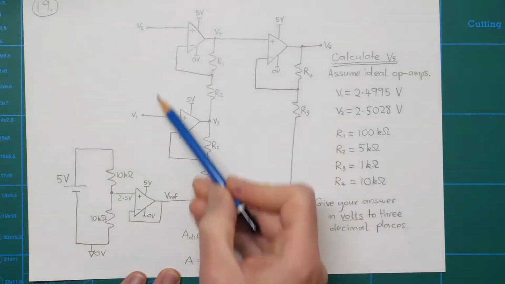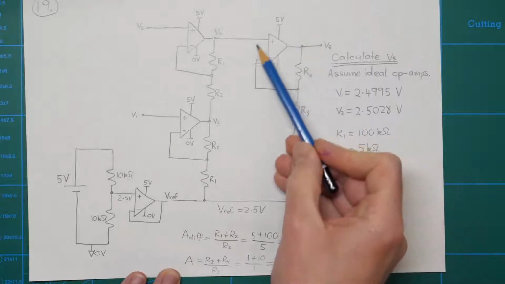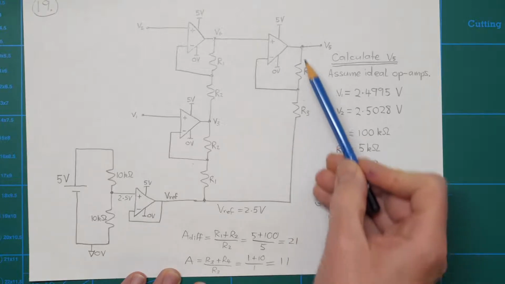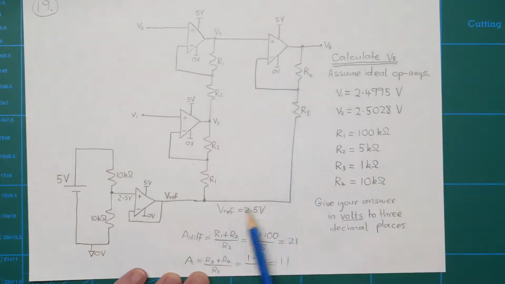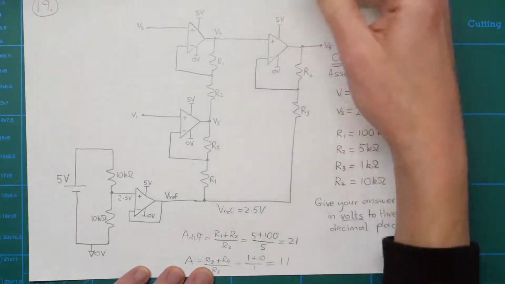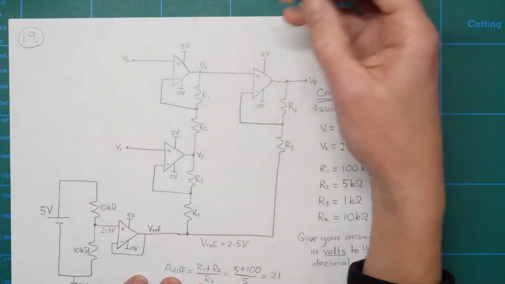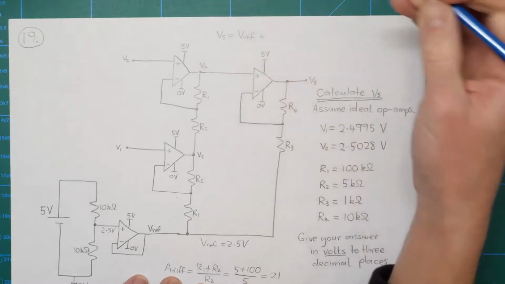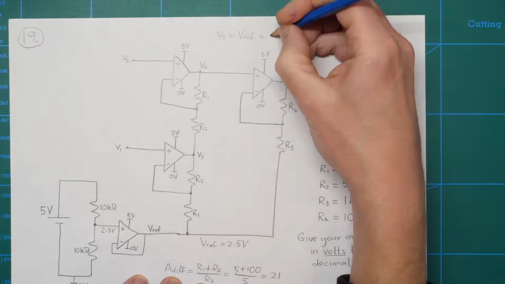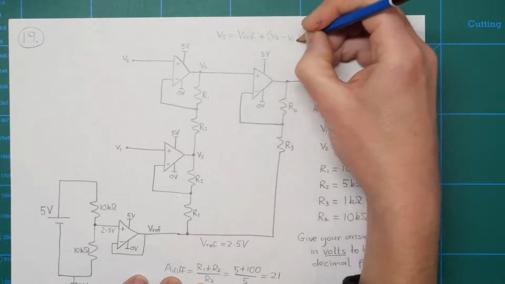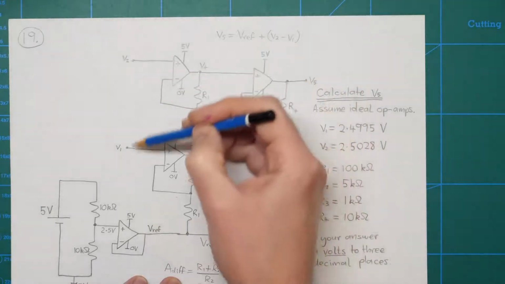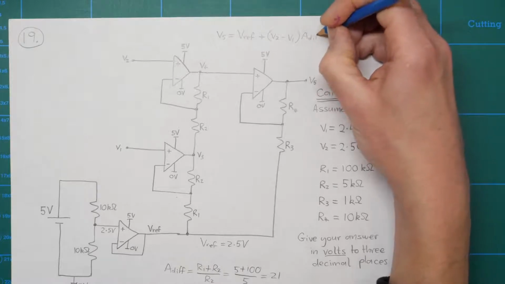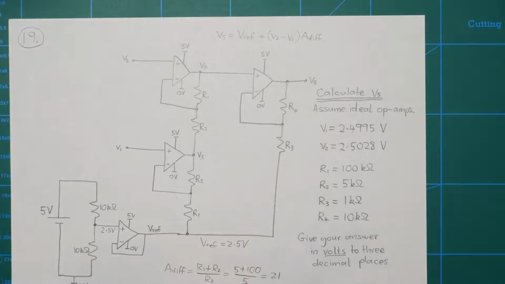So we basically know the gain of this part here, that's the differential gain, and we know the gain of the non-inverting op amp part as well. And they're both referenced to Vref. So it's actually quite straightforward to put these together now. We can just say that the output voltage V5 is equal to the reference voltage plus the differential input voltage, which is V2 minus V1, multiplied by the differential gain of this part, which is A diff, but then also multiplied by the gain of the second part, which is A.